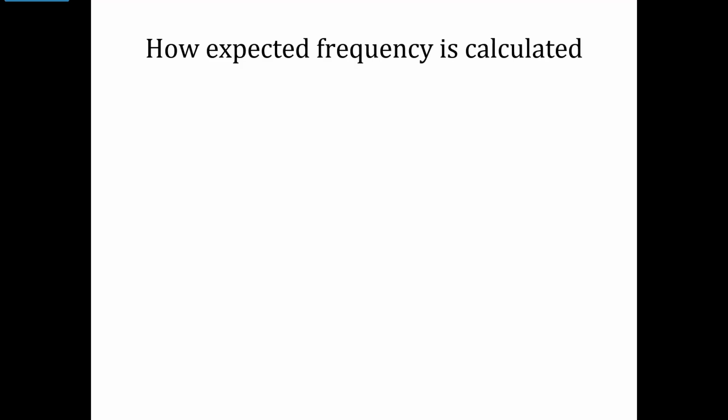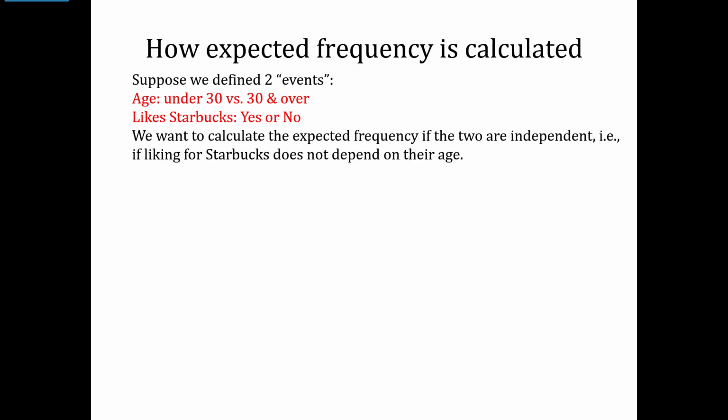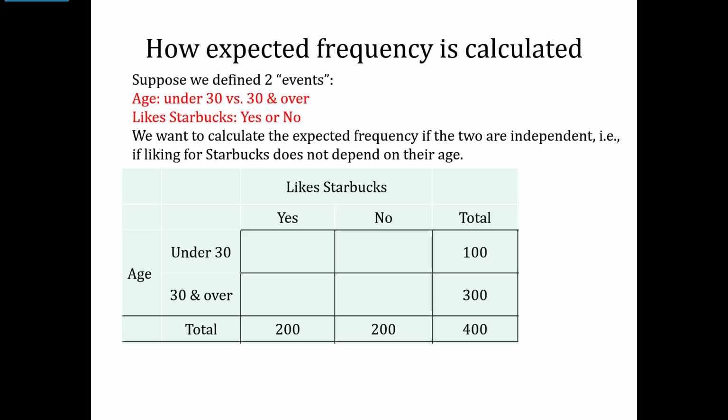Even though SPSS will do all the calculations for us, let's take a look at the reasoning behind calculating expected frequency. Suppose we defined two events as: 1. Whether someone is under 30 years old, or 30 and over, and 2. Whether they like Starbucks, yes or no. We want to calculate the expected frequency if the two are independent, that is, if liking for Starbucks does not depend on their age. Here's what a crosstab of the two variables might look like.